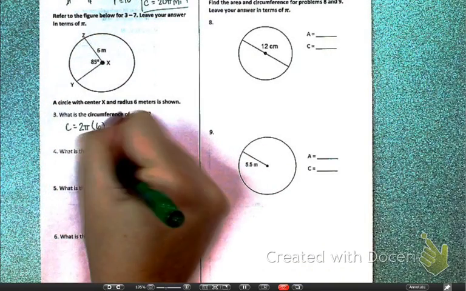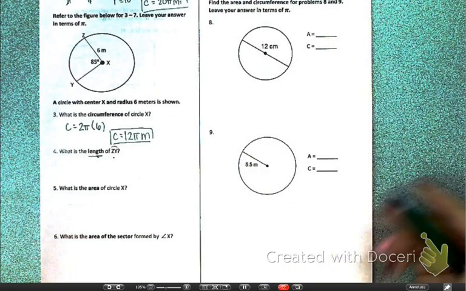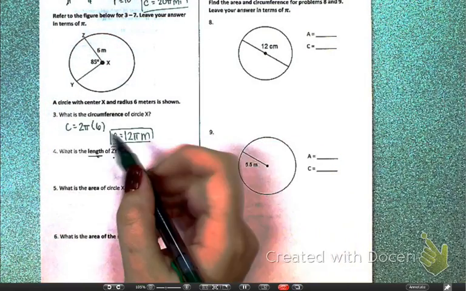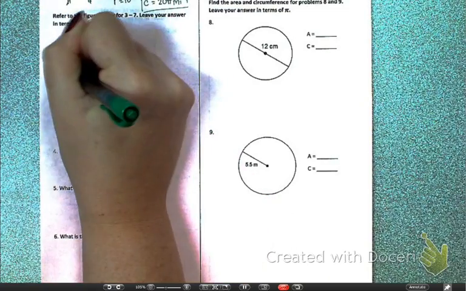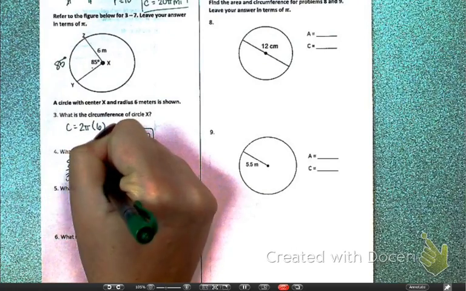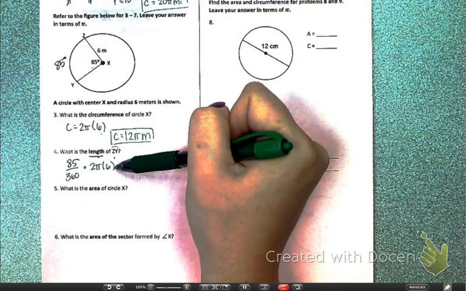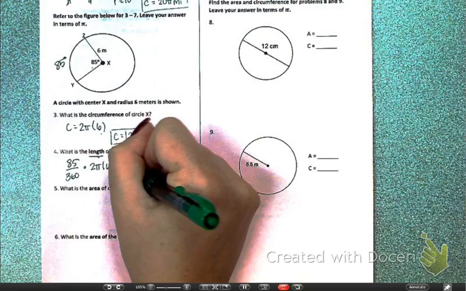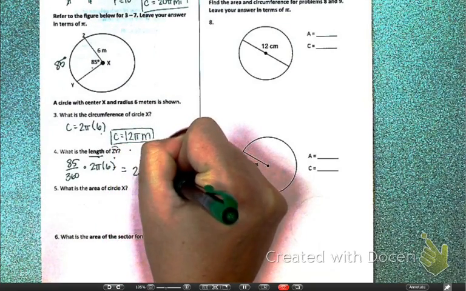What is the length of arc ZY? So what formula am I using for the length of the arc? Arc length. So my measure is 85. Remember, this central angle and this measure out here are the same. So 85 over 360 times 2 times pi times r. And you already know what 2 times pi times r is. It's 12 pi. Right? Everything's going to be related. When you plug that into your calculator, you get 2.8 pi meters.